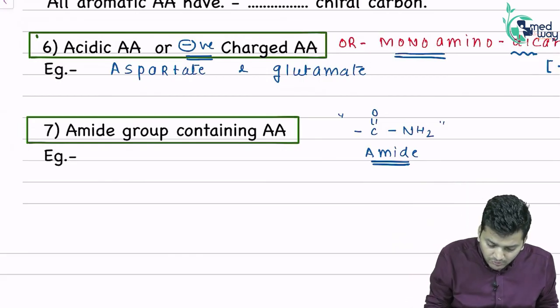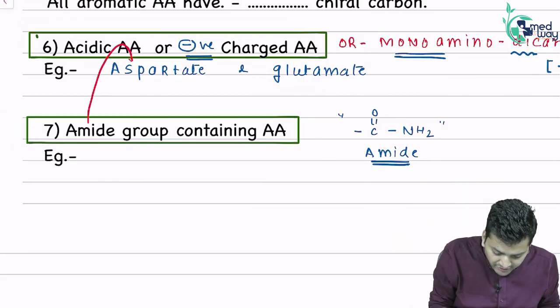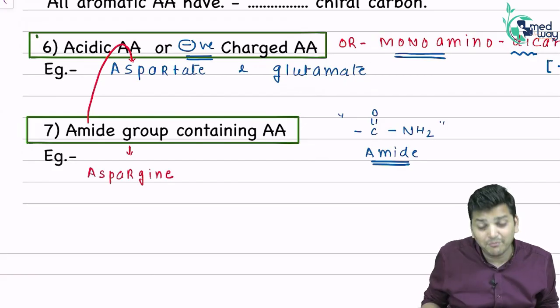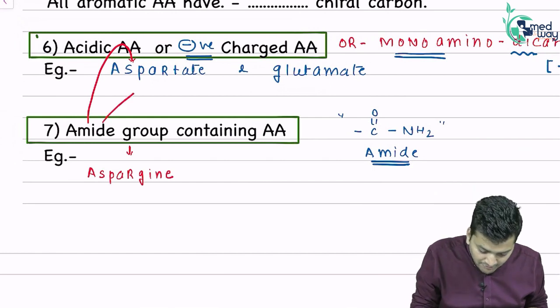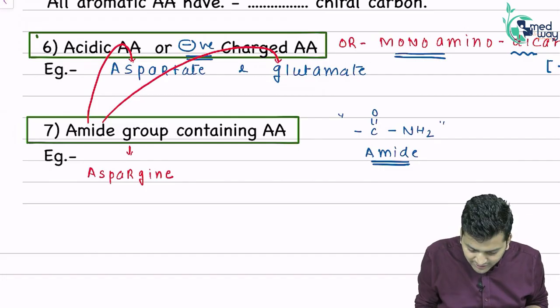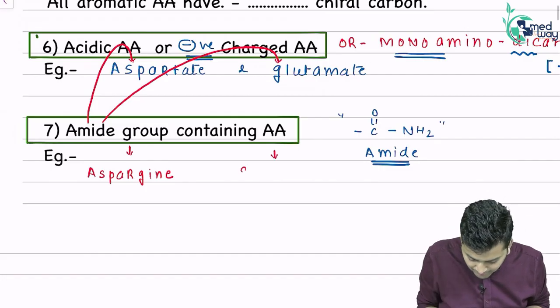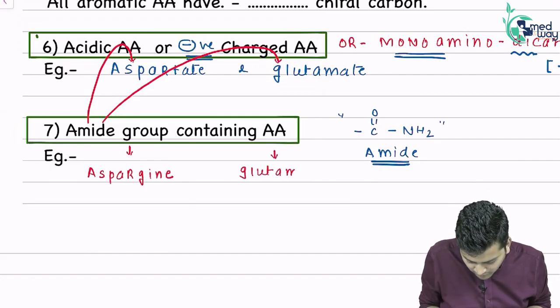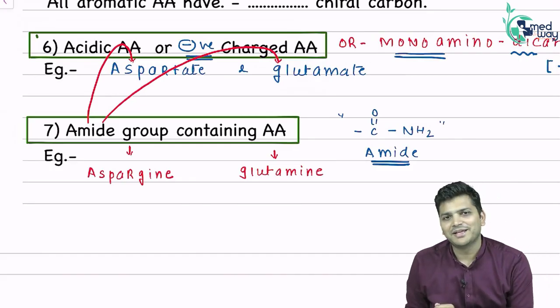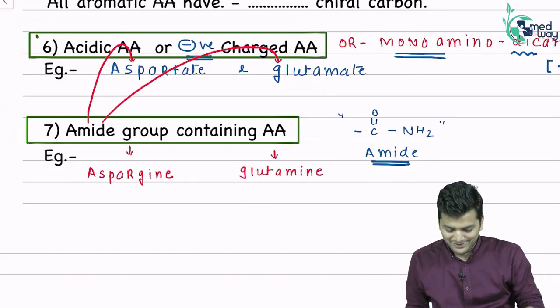If this amide group goes and attaches on the aspartate, the molecule that is going to be formed is asparagine. So asparagine is an amide group containing amino acid. In the same way, this amide can go and attach on the glutamate. The molecule that we are going to make is glutamine. So amide group containing amino acids: asparagine and glutamine, right? Okay.